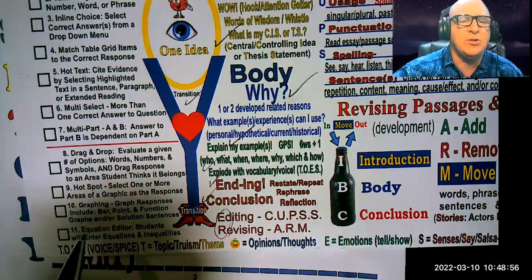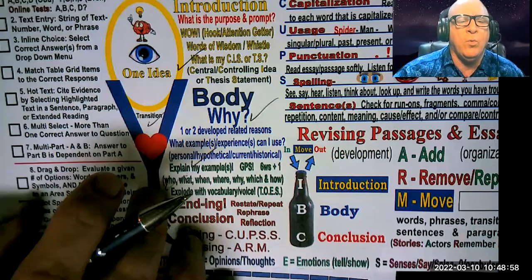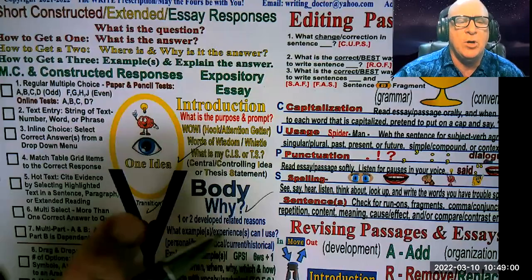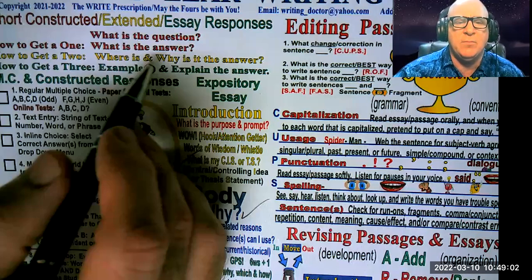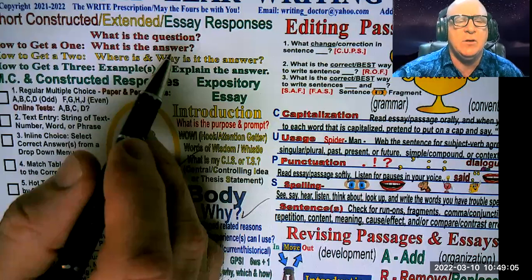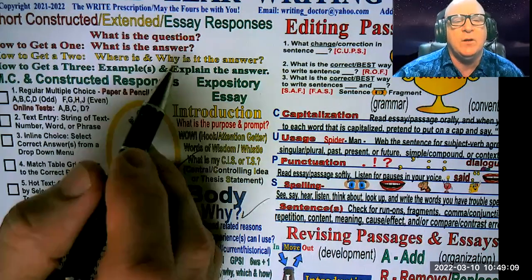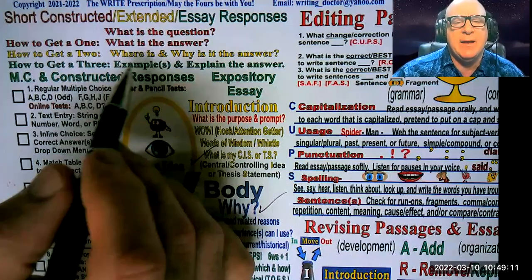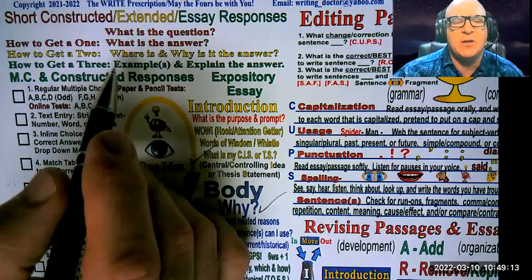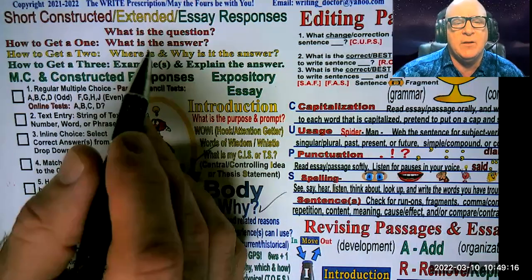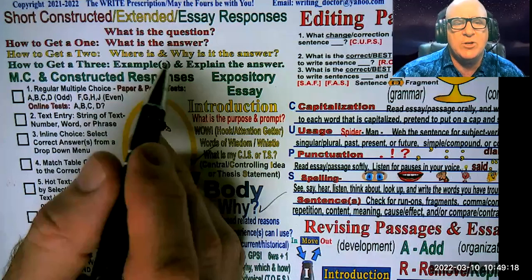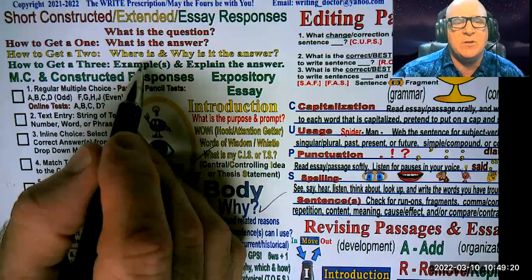And how do I get a 2? What is my answer? Where can I find it? WW. Why is it the answer? And how do I get a 3 for those extended essay responses? Give me an example and explain that answer from the text. And that's what they call the development. This part is called the organization, and this part is called the answer.